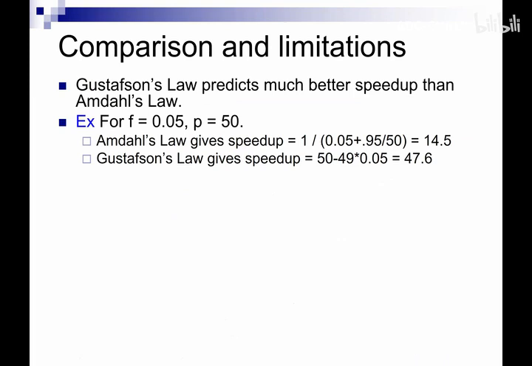Then Amdahl's law is going to say that your speedup is 1 divided by your sequential fraction plus your parallel fraction divided by your number of processors. So this comes out to about 14x speedup. Whereas Gustafson's law is going to say that the speedup is p minus (p minus 1) times f. If you plug this in, you get almost 48 times speedup for Gustafson's law, whereas you only have about 14 times speedup for Amdahl's law.